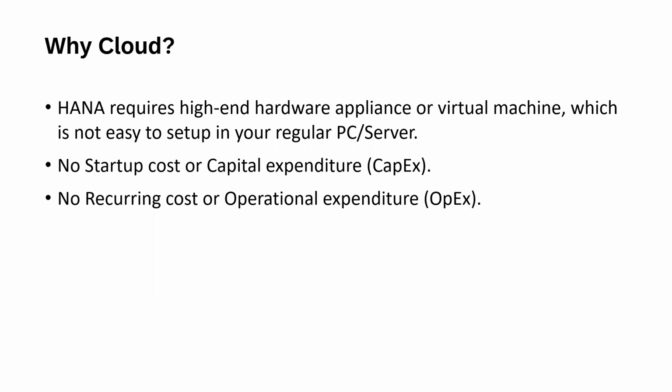Then comes your operational expenditure. Operational expenditure means there might be many kinds of maintenance. You have to call the maintenance guy to do the setup, to do the installation. Every now and then there might be some issue with the system, and you need to call that engineer again to analyze or rectify that issue. So that is the operational cost. So in the cloud system there is no recurring or operational cost.